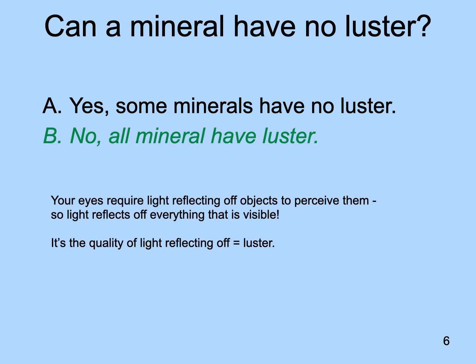The best answer is no, all minerals have luster. And here's why. Your eyes require light reflecting off objects in order for you to perceive them. So light reflects off everything that is technically visible. If you couldn't see it, that might mean that no light is reflecting off. It would be an invisible object. So when we're talking about luster, we're talking about the quality or the properties of light reflecting off the mineral surface, not whether it does or not.